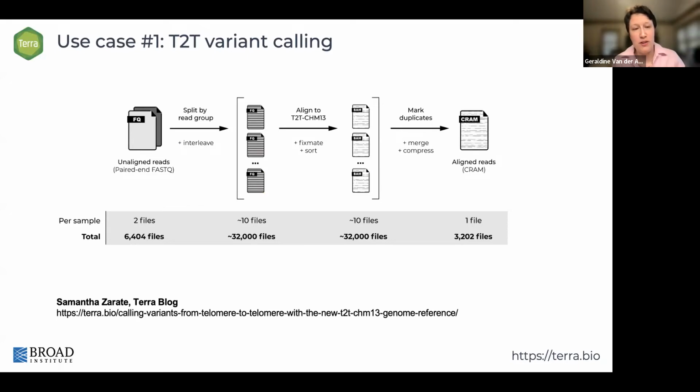2 files per sample, over 3,000 samples, so that's more than 6,000 files. They actually have to separate those out by read groups, which are a way of organizing the data into subsets. There's about 10 per sample, so you're getting up to 32,000 files at this point. Aligning all of those individually, then merging them back into the 3,000 or so files that are per sample. Okay, so that's a huge amount of files and a lot of processing.